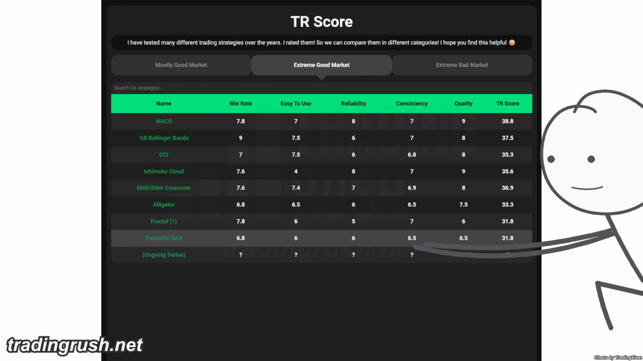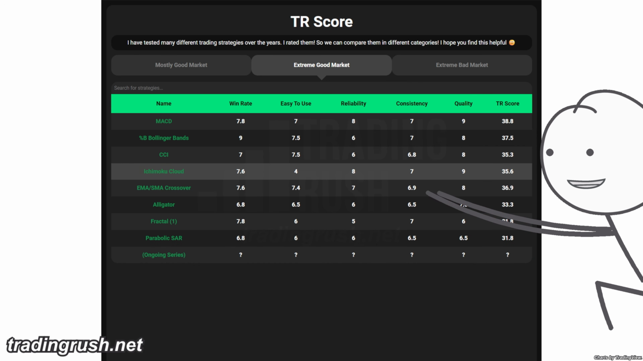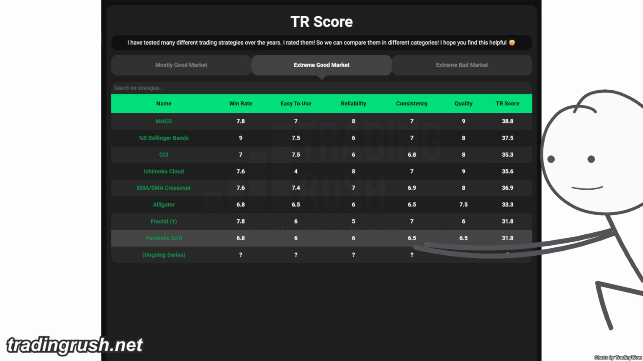In the consistency of profit category, I gave it a 6.5 out of 10. This is because even though the profit graph went up pretty consistently for the most part, it became flat in the last half. It's not the highest score in this category, but still, the profit graph went in the upward direction overall, which is more important.